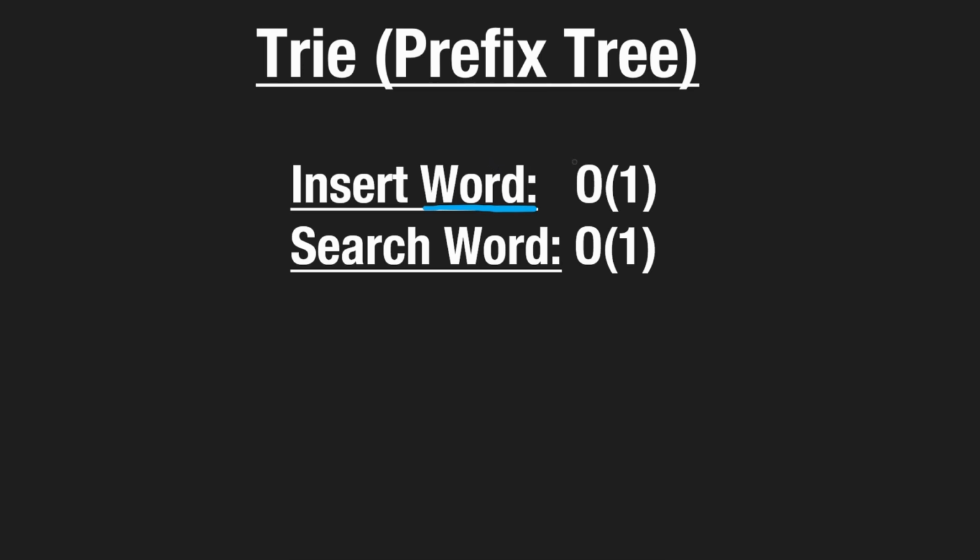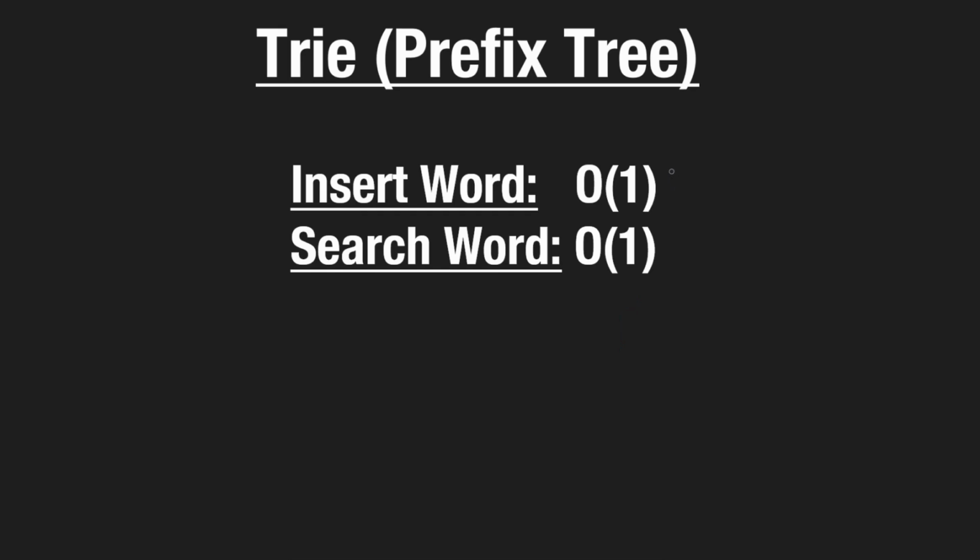So we want to be able to insert a word in constant time. When we say constant time, that also could be the size of the word itself, because to insert a word, of course, we have to go through every single character of that word. So maybe a better way to say this would be O of n, where n is the size of the word. But we also want to be able to search for the existence of a word in constant time as well. Given some word, we should be able to check does it exist or not very efficiently.